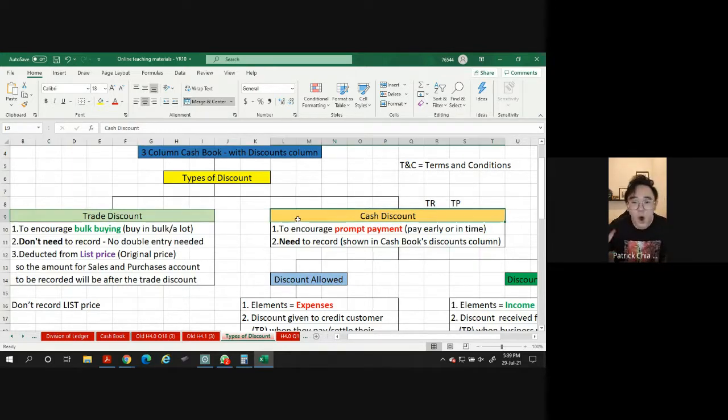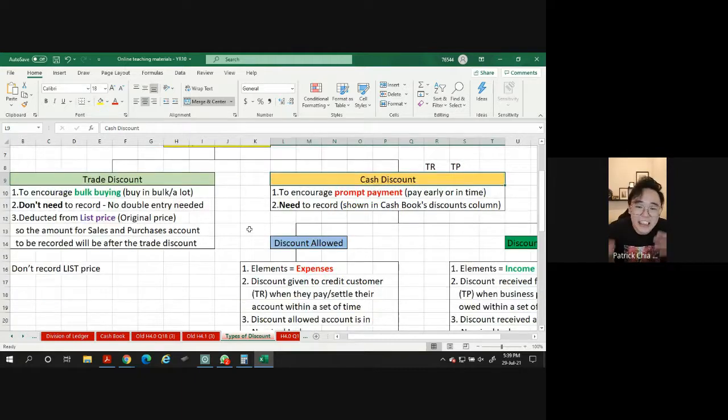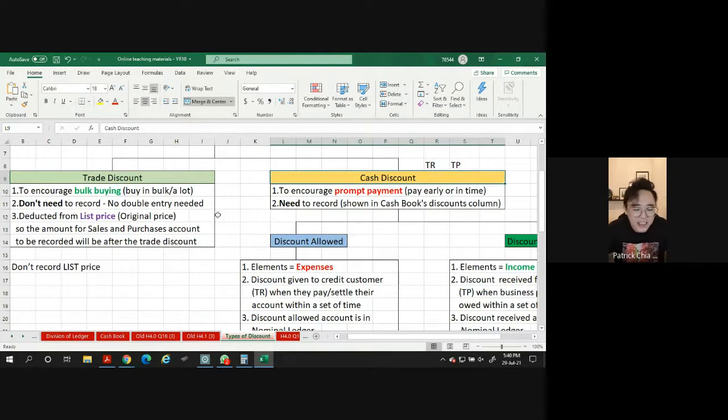So cash discount only applies to our credit customers, only to our TR. When they pay early, they can get it. If they don't pay early, sorry lor, they don't get this. So this is actually an extra discount, an additional discount.